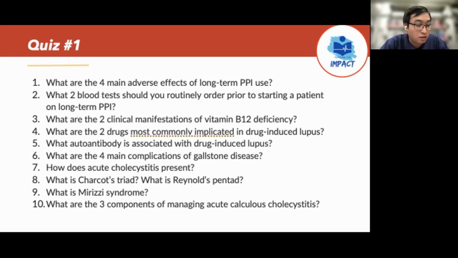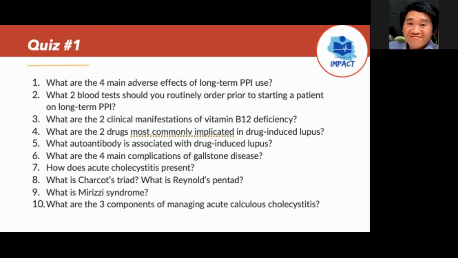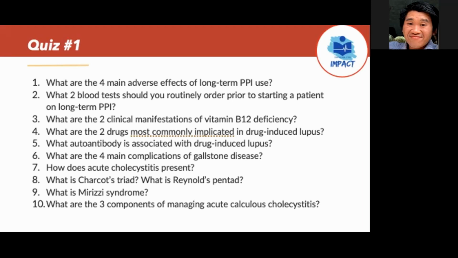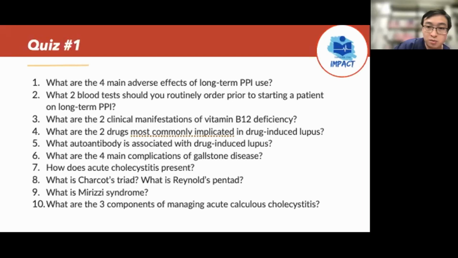Yep, hydralazine, and the other one? Procainamide. Procainamide, fantastic, yep. What autoantibody is associated with drug-induced lupus? You mentioned anti-histone or something like that? Yep, anti-histone antibodies, fantastic. Four main complications of gallstone disease.